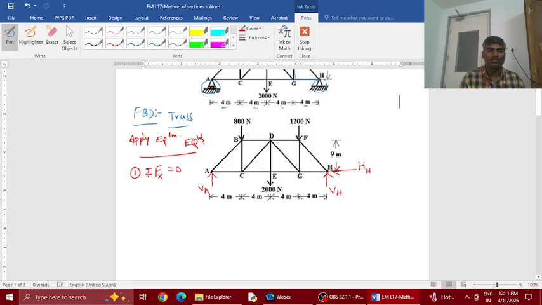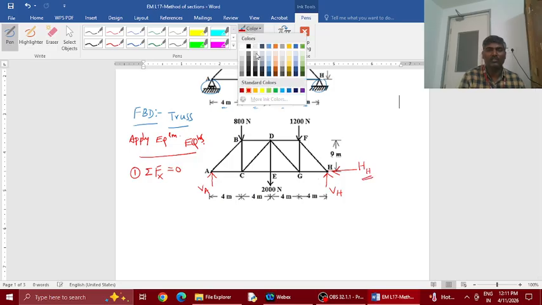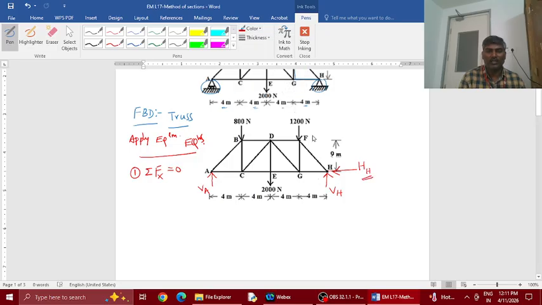First I'll apply the first equilibrium equation, which is sigma Fx equals 0. So this is sum of all x forces equal to 0 acting on this truss. So what are all horizontal forces there on this truss? This is the only one force which has horizontal direction. So horizontal reaction at H is equal to 0. This is the first equilibrium equation and the reaction value. So we have got 0.